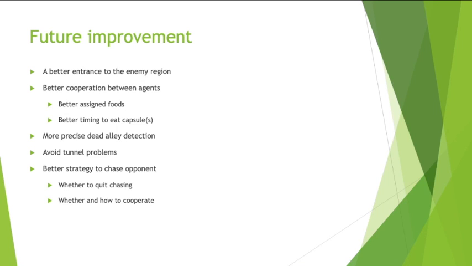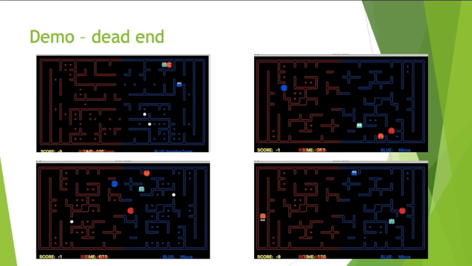The future improvements are as follows: a better entry to the enemy region, better cooperation between agents, such as better food assignment, better timing to eat capsules, and more precise dead alley detection to avoid internal problems. And the last one is a better strategy to chase opponents: whether to quit chasing, and whether and how to cooperate.